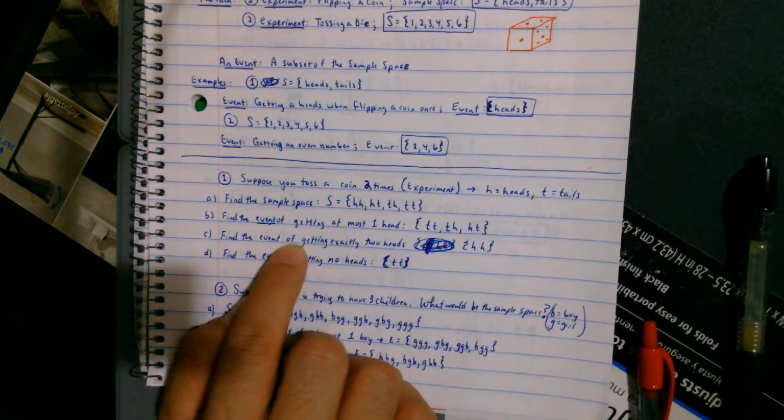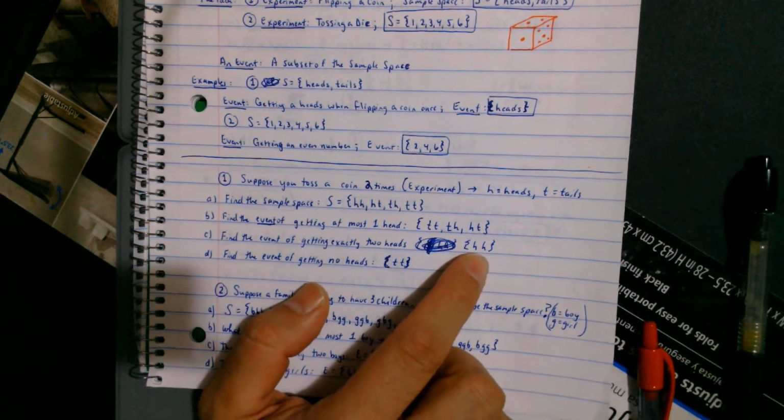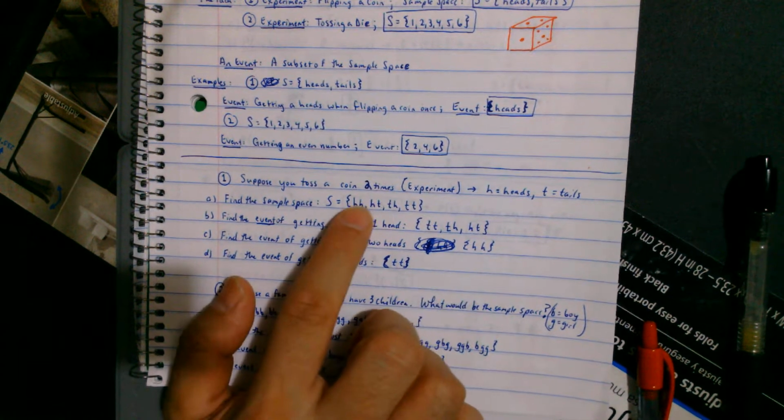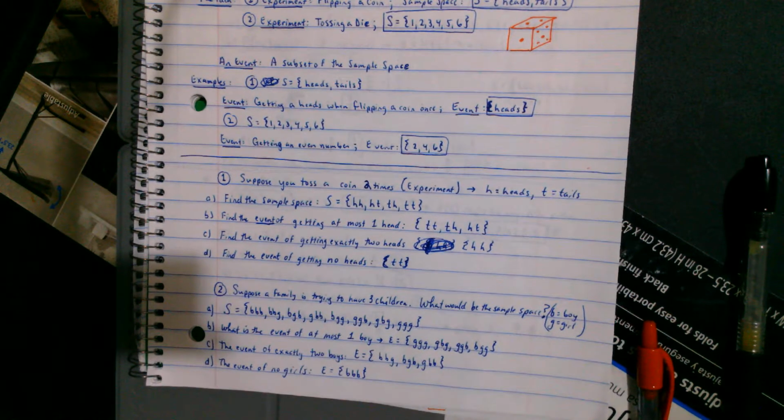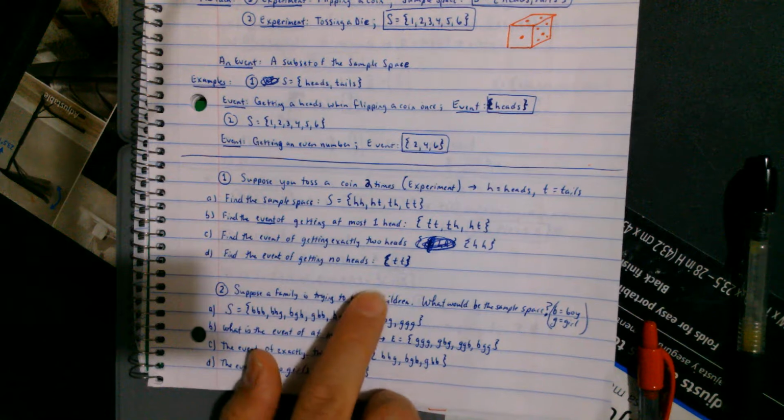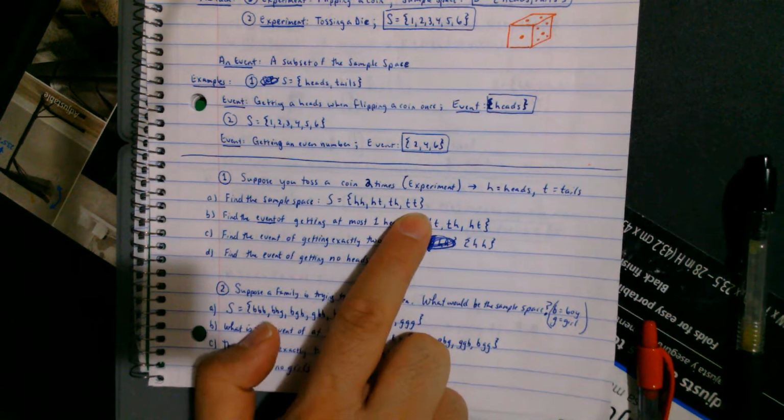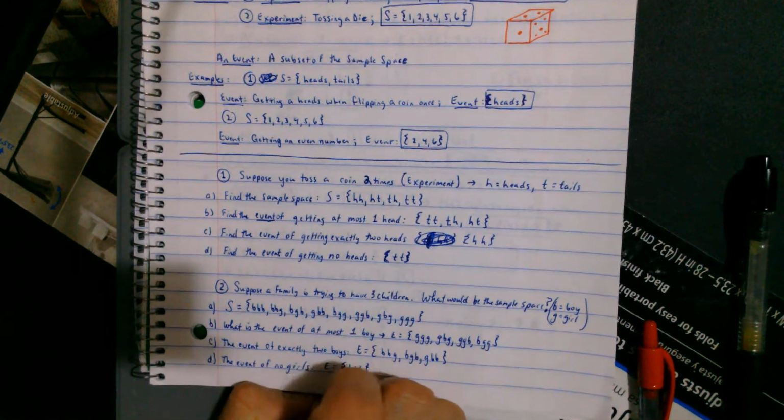So subset. Find the event of getting exactly 2 heads. There's only one way you can get 2 heads. HH. Find the event of getting no heads. Well, the only way that can happen is if you get both tails. That'll be the only way you can get no heads.